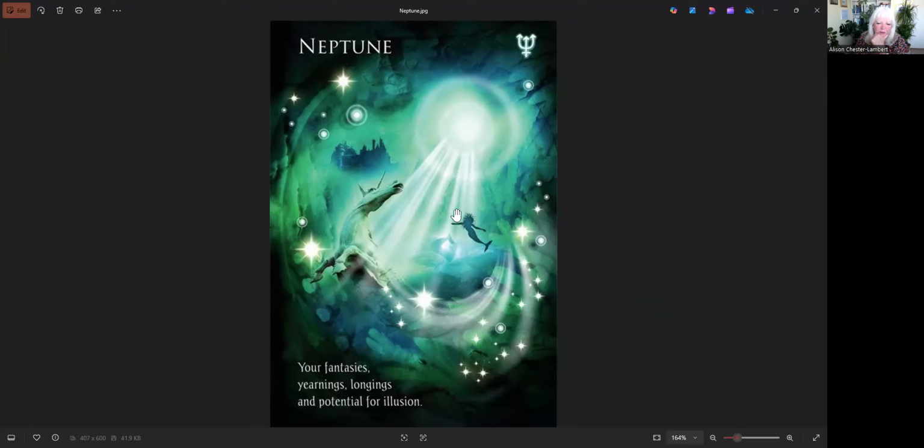Unicorn, beautiful, mermaid, fish. And the whole thing is supposed to represent water. I think it does beautifully. And it's the illusion. We've used illusional creatures here: the unicorn, the mermaid, Camelot. And I think the key words here are your fantasies, yearnings, longings, and potential for illusion. This is a feminine planet.